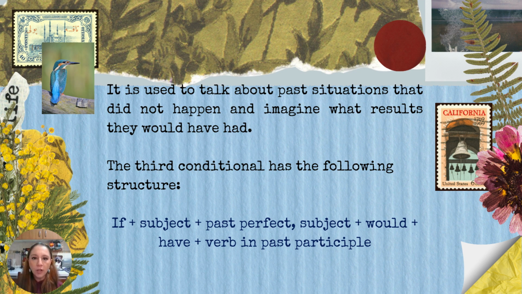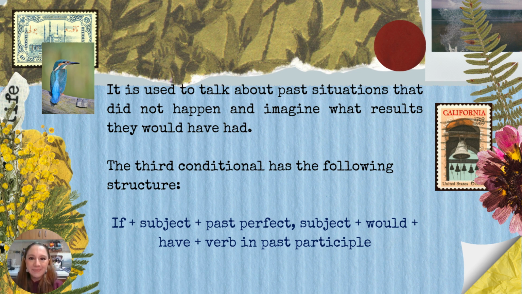The structure to follow is the subordinating conjunction if plus the subject plus the past perfect tense, which is the one we form with had and the verb in past participle, comma, the subject plus would plus have plus the verb in past participle, and we may have a complement. So this is a structure that we have to pay attention to form the third conditional.